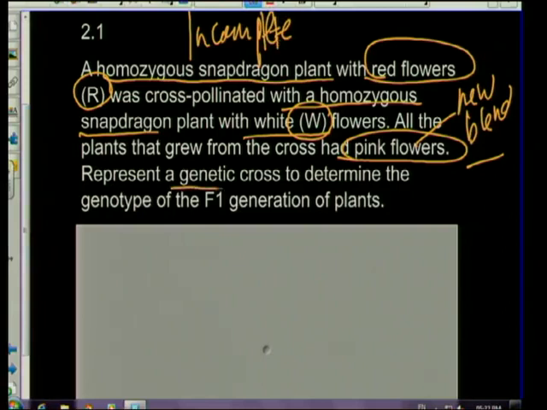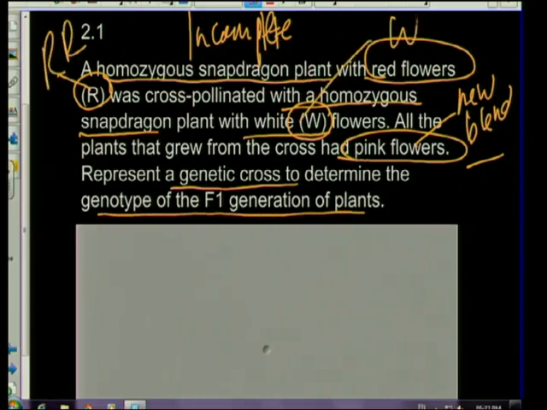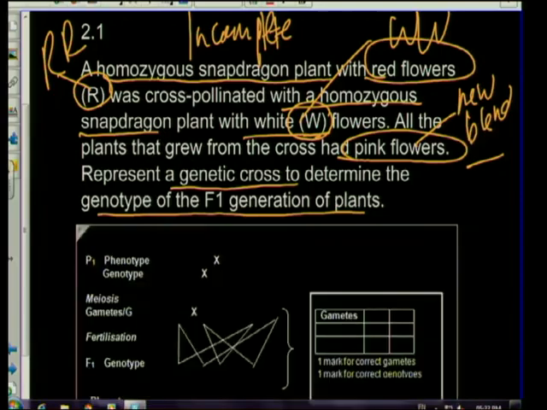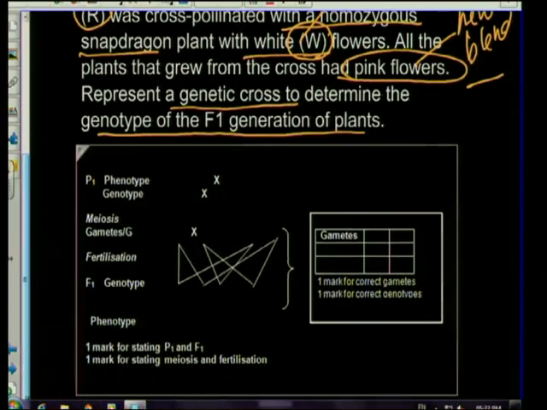Represent a genetic cross, not a Punnett square, to determine the genotype of the F1 generation of plants. So we had homozygous red with homozygous white. Now we need to look at it. Remember to make sure that your capital letter W looks like a capital W. So let's deal with the problem now.